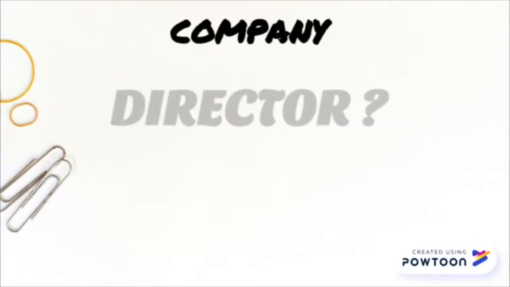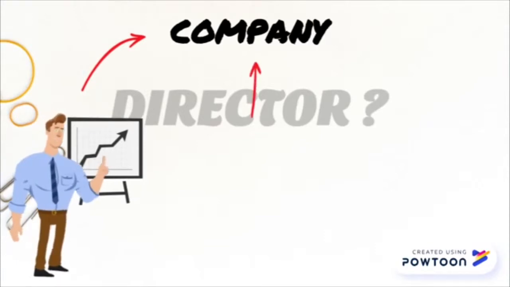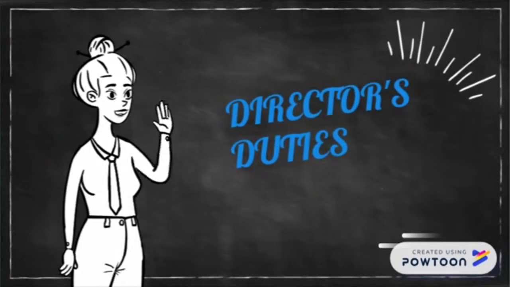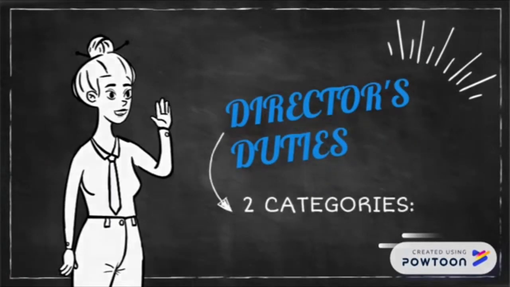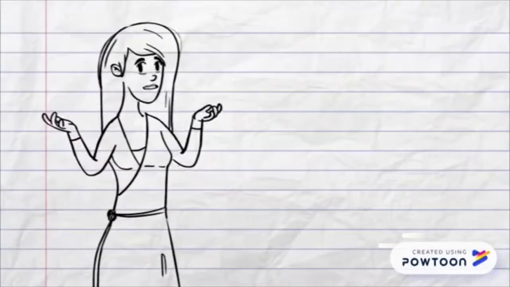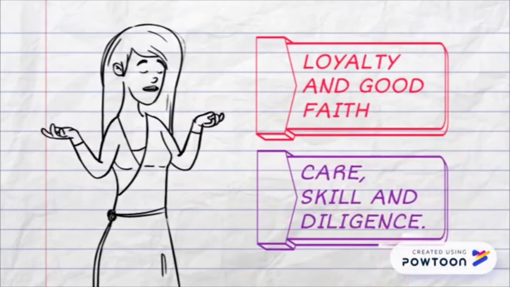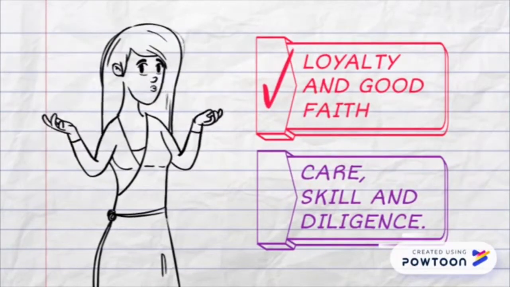Who is a director? A director is a person who is responsible for the management of the company, such as the CEO, CFO, and COO. Director duties can be divided into two categories. First is loyalty and good faith, and second is care, skill, and diligence. We will focus on the duty of loyalty and good faith.